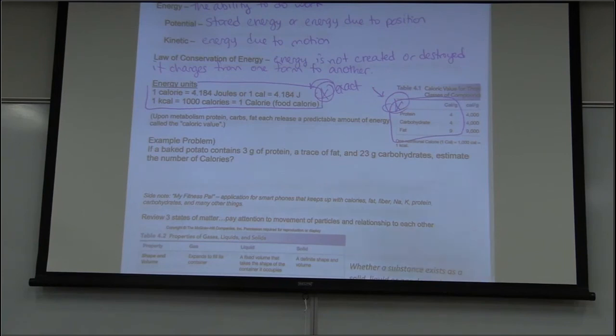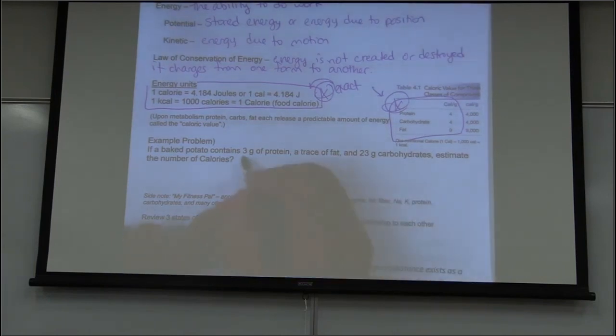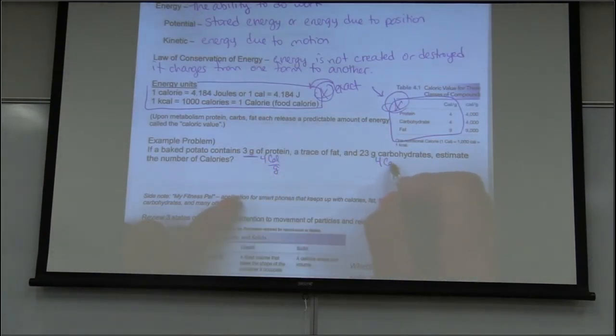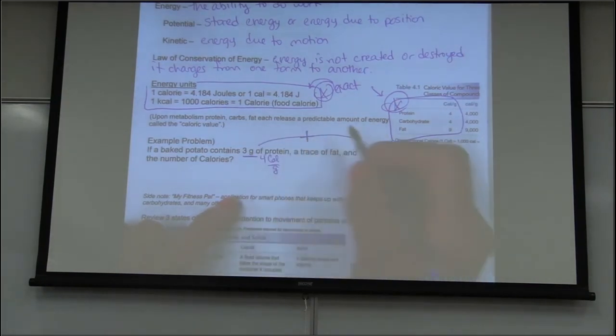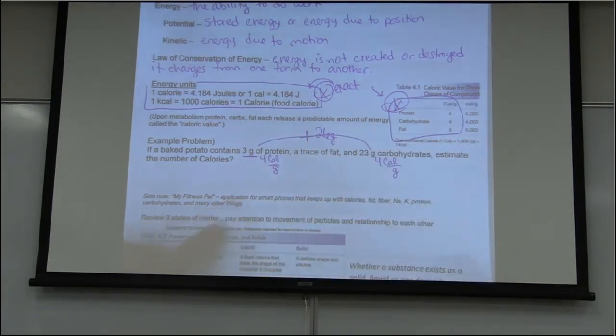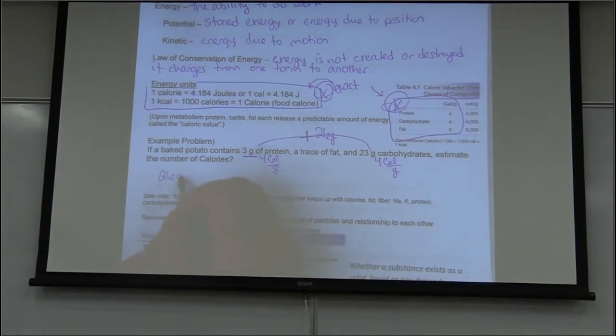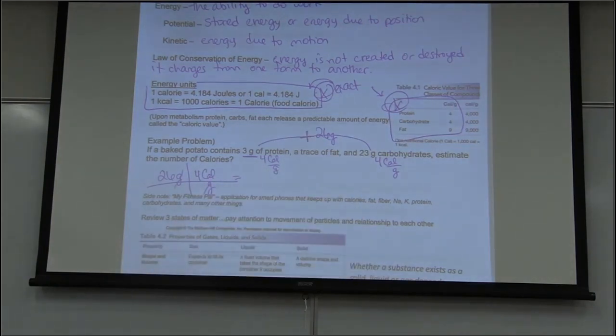What is your protein and carb? What's the similarity between protein and carb? They both have what? 4 calories per gram. So this is 4 calories per gram. This one is also 4 calories per gram. So if you simply add those together, you get 26 grams. And you could just do one problem that way. And then what's your answer?